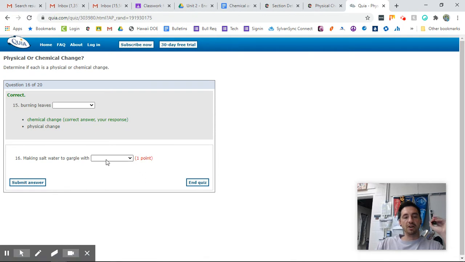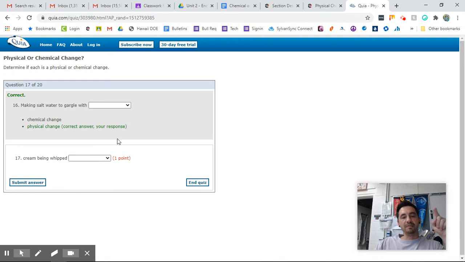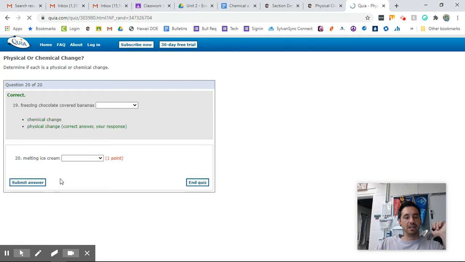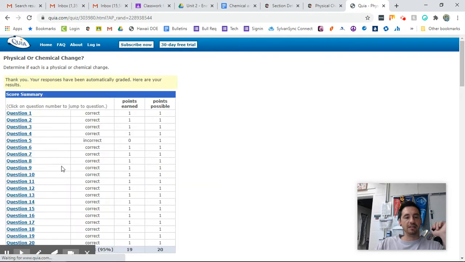Making salt water to gargle with. This was a tricky one. I could argue either one of these, but I think they're going to say physical change. However, we could argue that's chemical. If you really understand what physical and chemical mean, you could argue that salt breaking into ions is kind of a chemical change. But anyway, whipping whipped cream, physical change. Burning toast, chemical change. Freezing chocolate, physical change. Melting ice cream, physical.